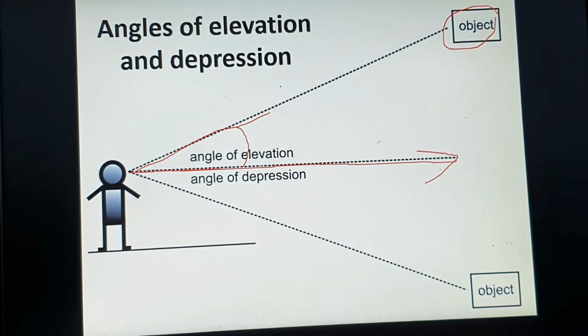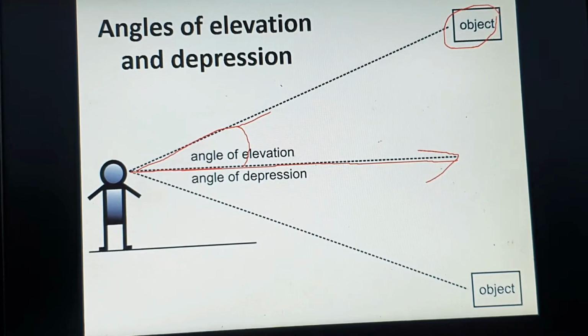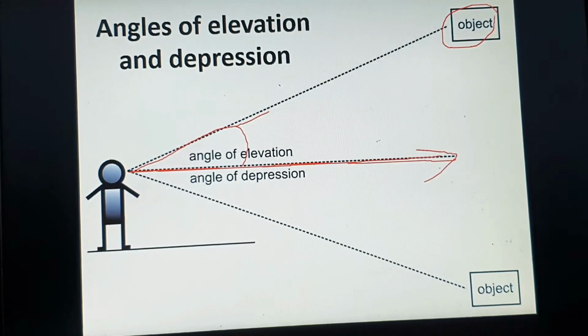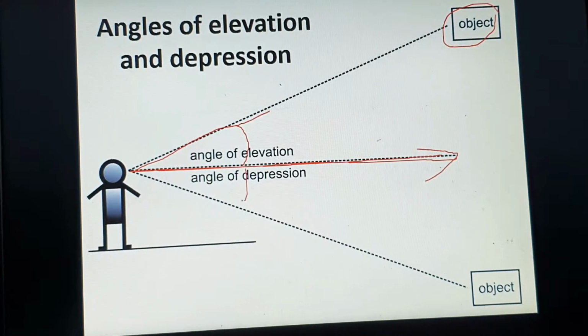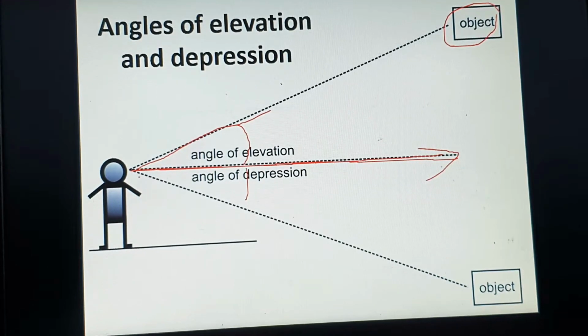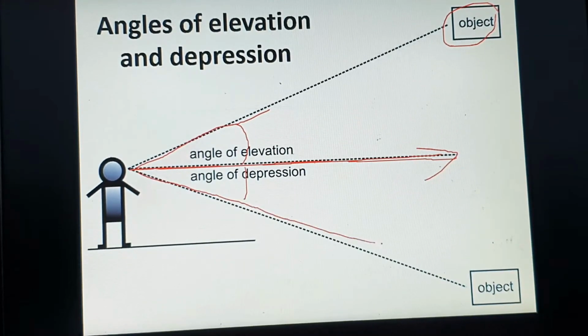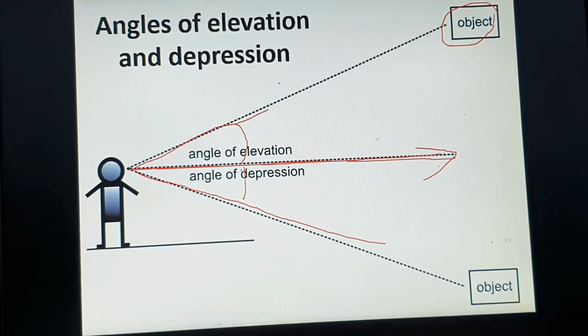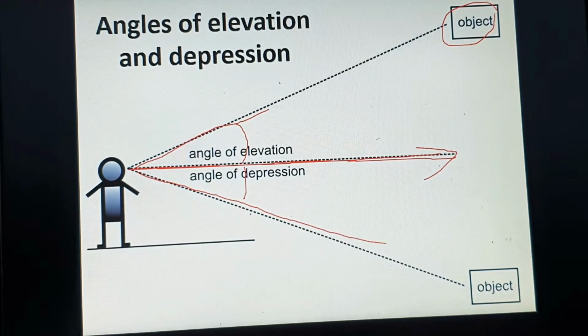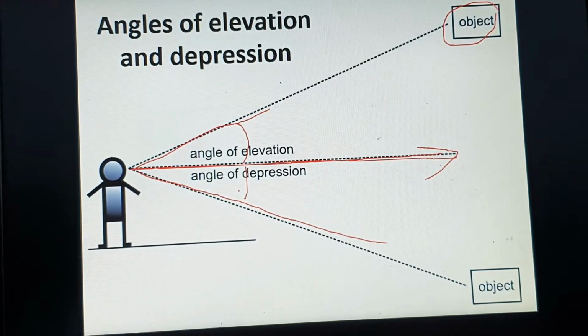So angle of depression would be the other way around. Once again, it always has to start from the horizontal, and this time, instead of looking up, you're looking down, like you're depressed. So as you're looking down, you're forming an angle between where you would normally look, the horizontal, and then the angle that it takes you to look down at that object would be called the angle of depression.